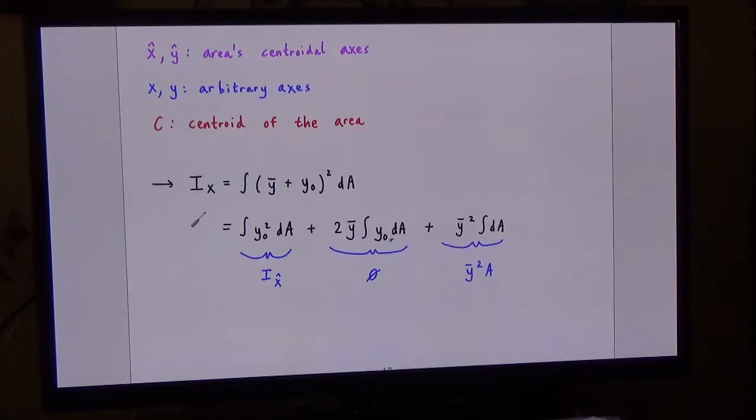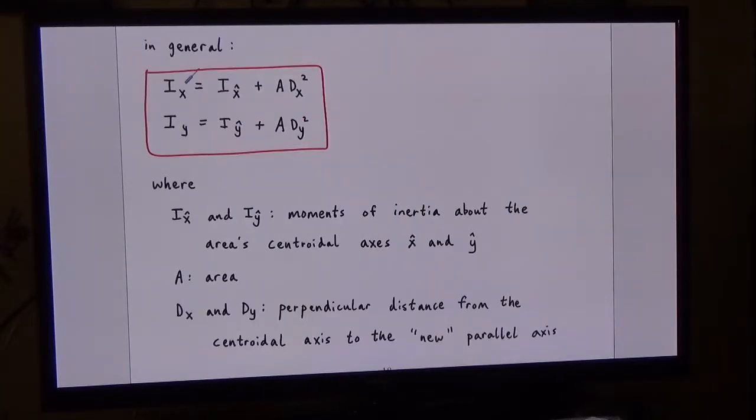So for this particular body, I about x would be equal to I about x hat plus y bar squared times A. Now we want to generalize this parallel axis theorem for any body and any set of coordinates. So in general, what we have are these two equations, which we call the parallel axis theorem.